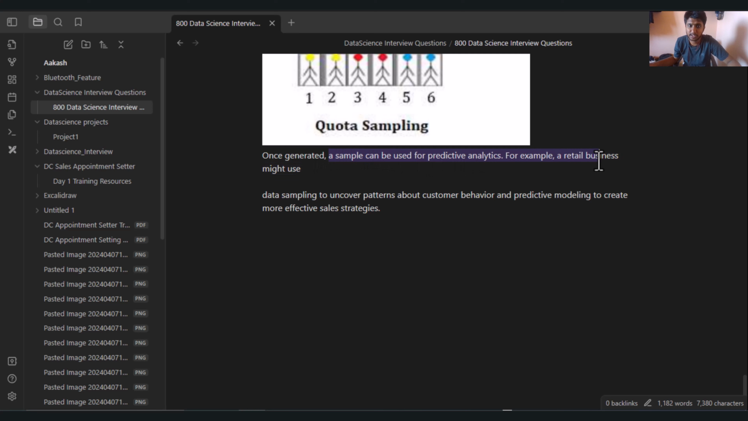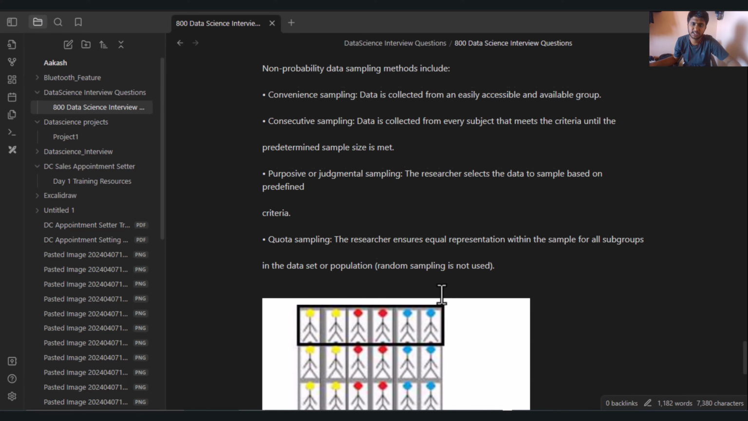For example, a retail business might use data sampling to uncover patterns about customer behavior, and predictive modeling to create more effective sales strategies.